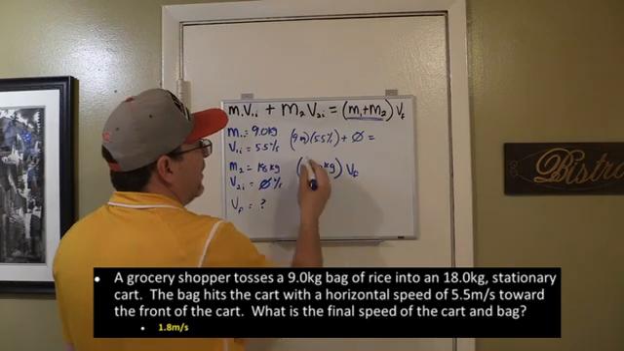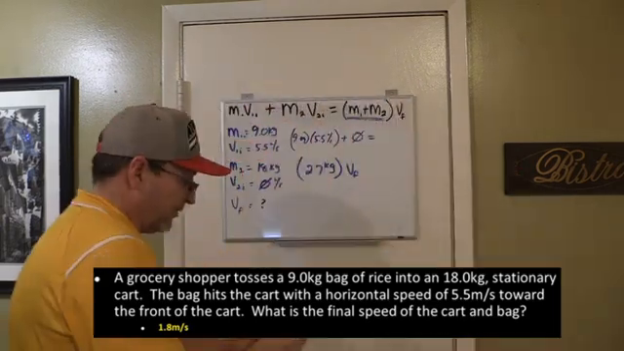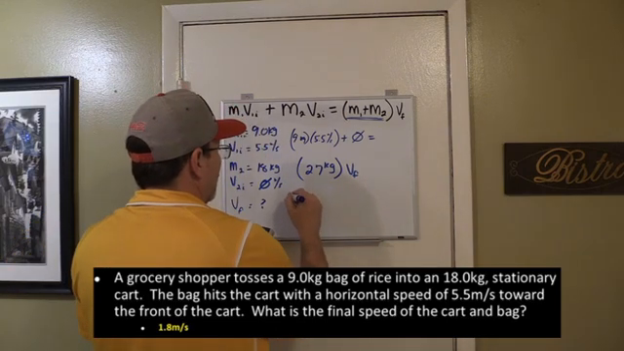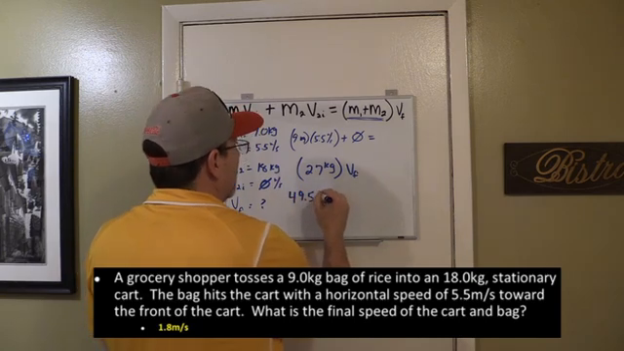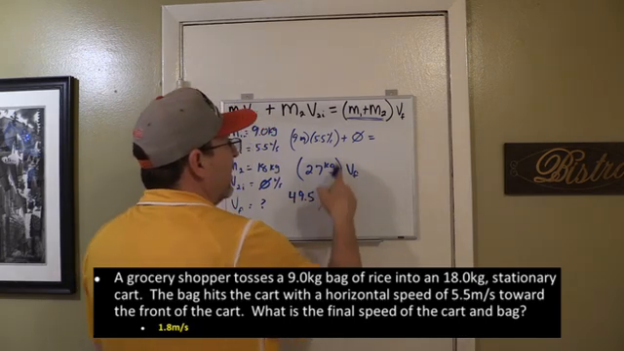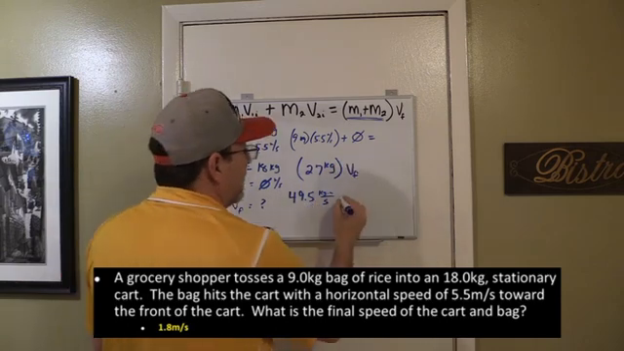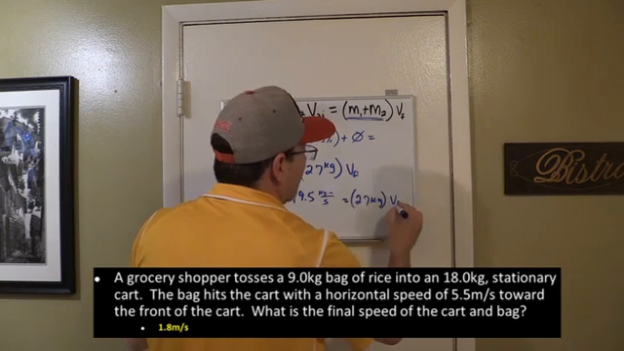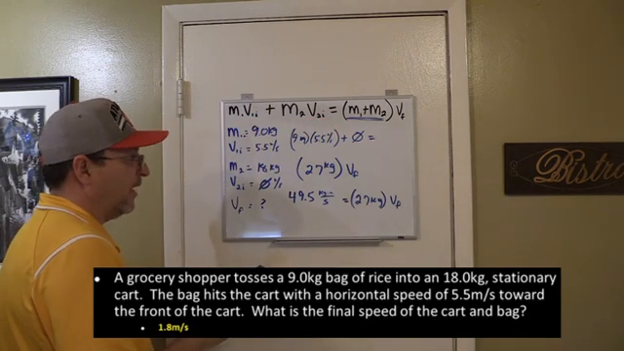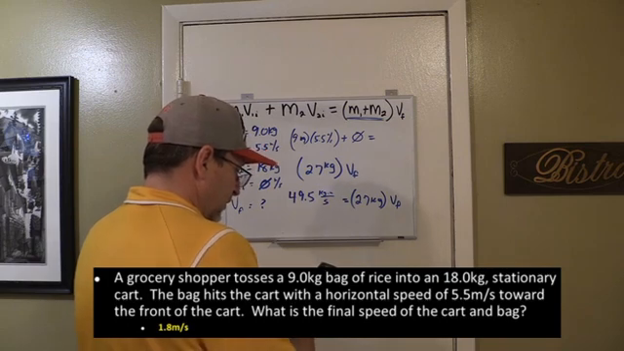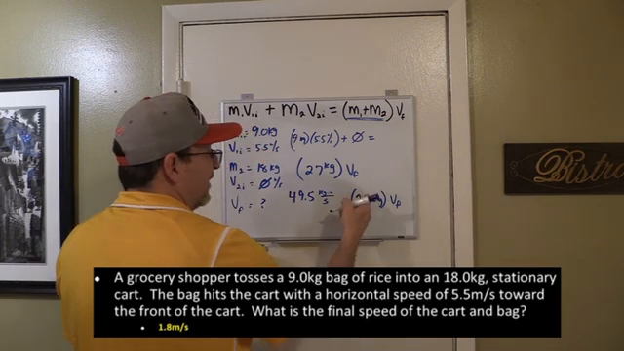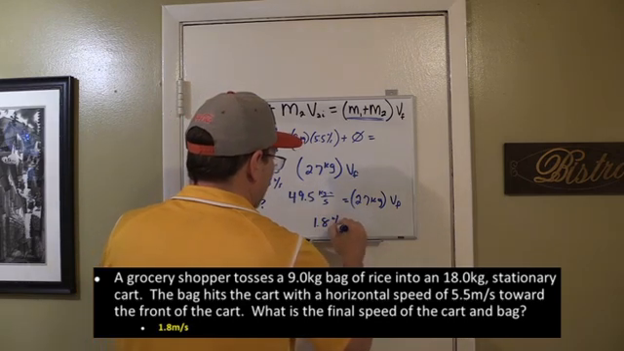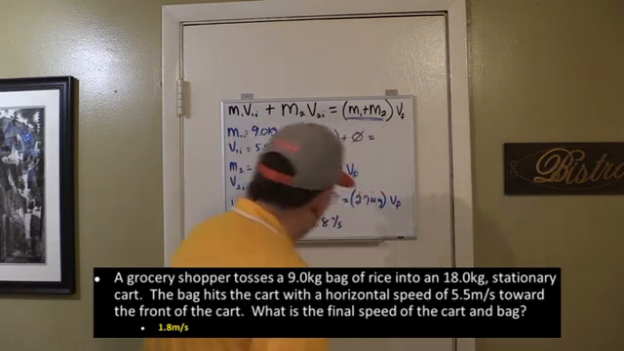Okay? So now let me go ahead and solve this out. I had 9 times 5.5. That gives me 49.5 kilogram meters per second, plus 0, still the same, is equal to 27 kilograms times my velocity final. All right, and if I go ahead and divide this through, I end up with 1.8 meters per second.